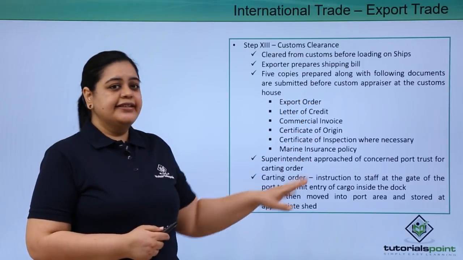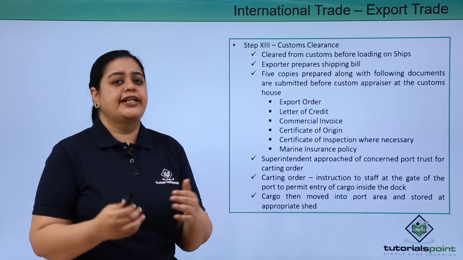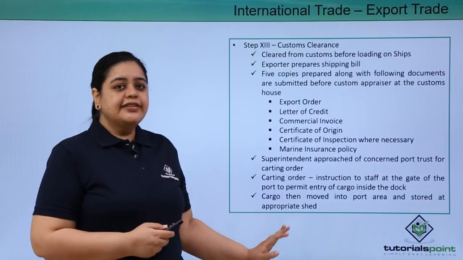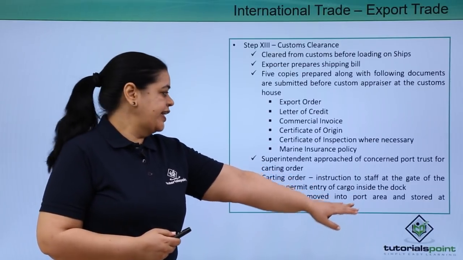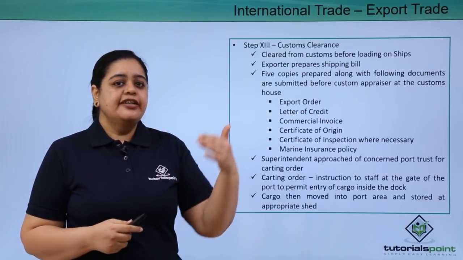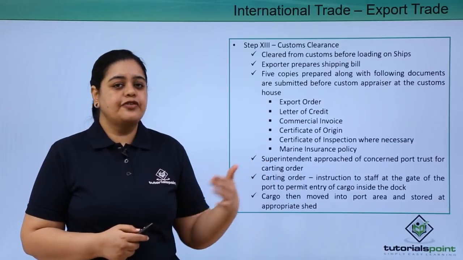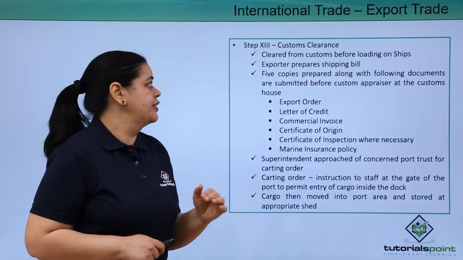Okay, so once I get the customs clearance, I need to go to the superintendent and ask him to give me a carting order. Once the carting order is received, the cargo would be moved into the port area and stored at an appropriate shed till the time the shipping starts, or the ship moves from the port of shipment to the port of destination.